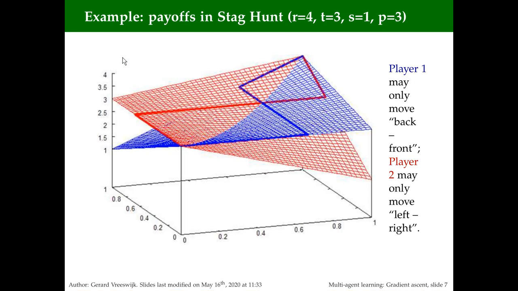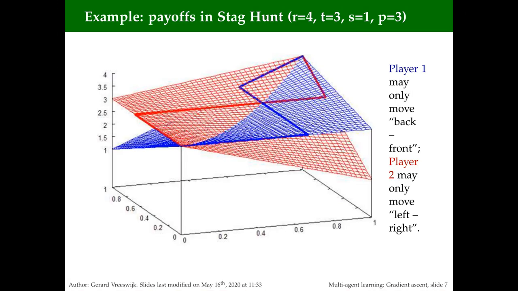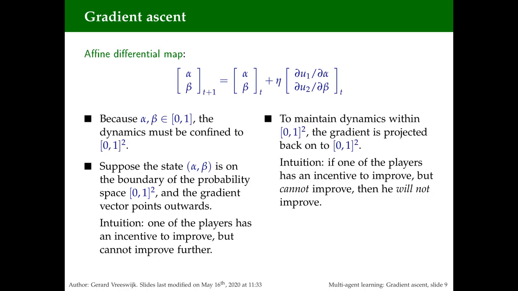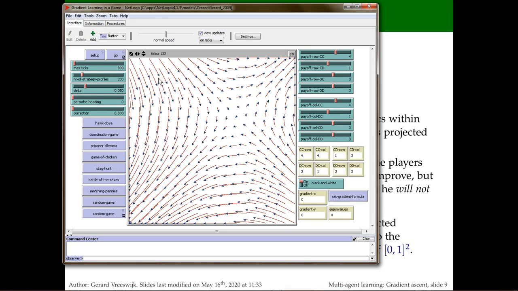So you see this is the same picture as this one. So this describes the movement and this describes the payoff surfaces. Sorry for flipping back and forth, this may be confusing. So if you're stuck in the corners, then one of the players has an incentive to move but cannot improve, so he will not improve. And if non-zero, the projected gradient is parallel to the closest boundary of the unit square, which you can see here. You see? Here the movement is parallel to the boundary. Okay, back to the slides.